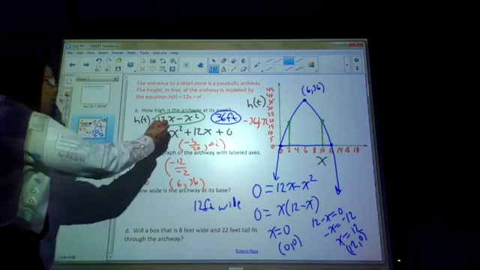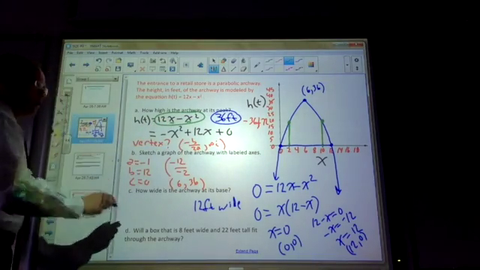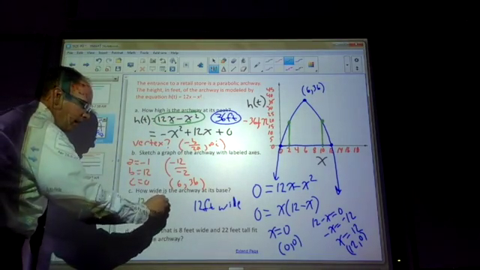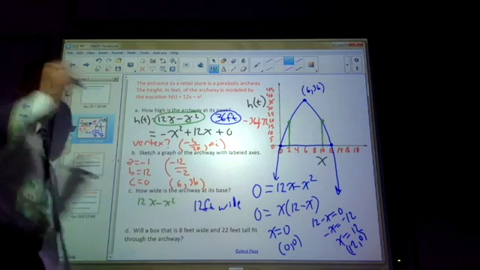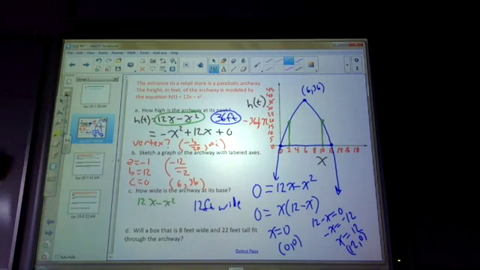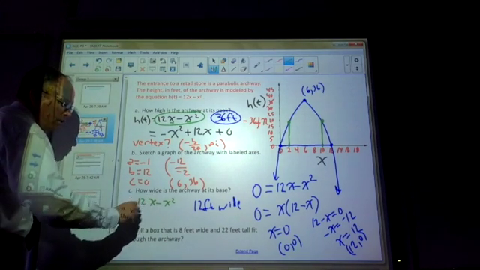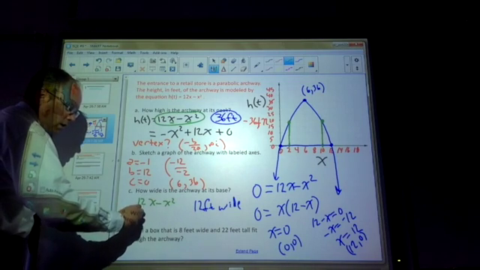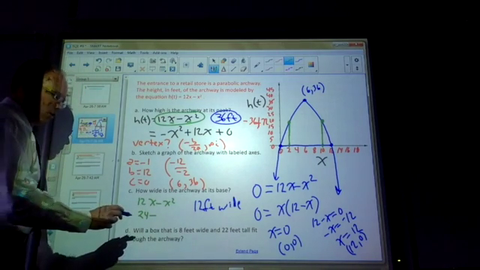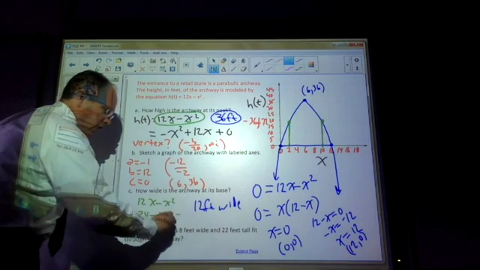Yeah, there you go. So you can plug it in here and here. So you have 12x minus x squared. And at 2 feet and 10 feet, it's going to be the exact same thing because it's a parabola. So let's plug either the 2 or the 10 in. It's not that big of a deal. So let's plug the 2 in. So I get 12 times 2, which is 24, minus 2 squared. 2 squared is 4. How tall is the archway?